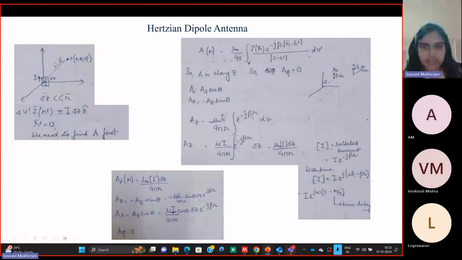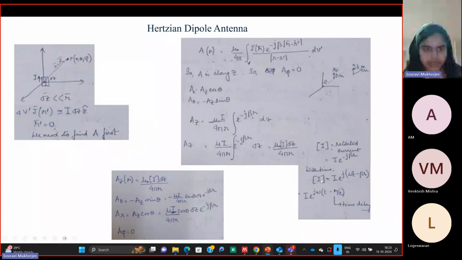Okay. So once you change your coordinate systems, you would have a term like this. And here you can take this term out of your integral, because it does not depend on delta Z. So you would have finally an expression like this, where I is the retarded current, which is given as I e to the power minus j beta r. And beta is basically related to the wavelength of your wave.